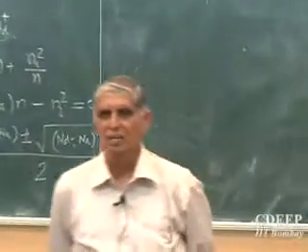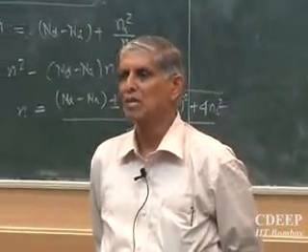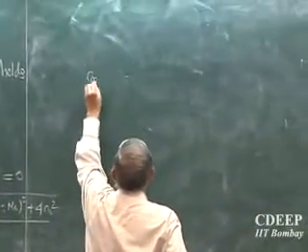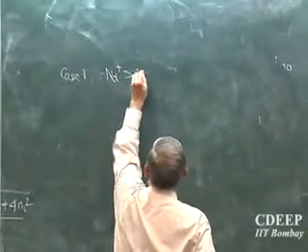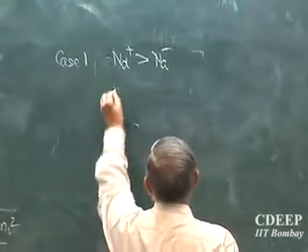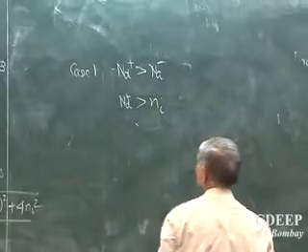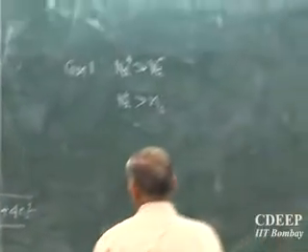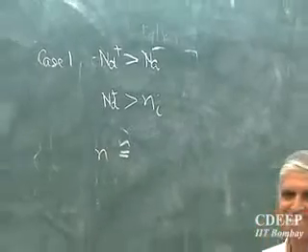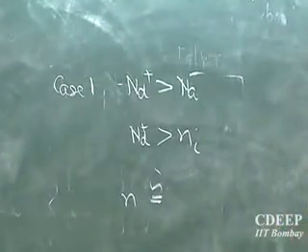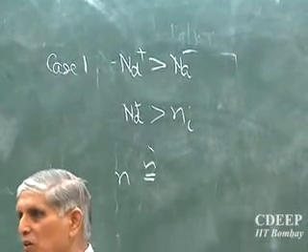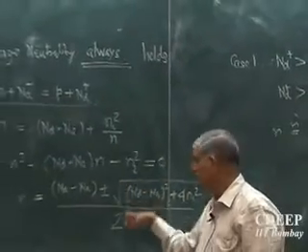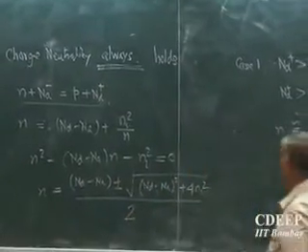Let us say, for numbers, ND is much larger than NA. ND is much larger than NA, and also much larger than ni. If this case occurs, how much is n? Ni can be neglected in terms of ND square, because ND is much larger than ni. So it becomes ND minus NA plus the square root of (ND minus NA) square only. ND minus NA plus ND minus NA, divided by 2, is ND minus NA.